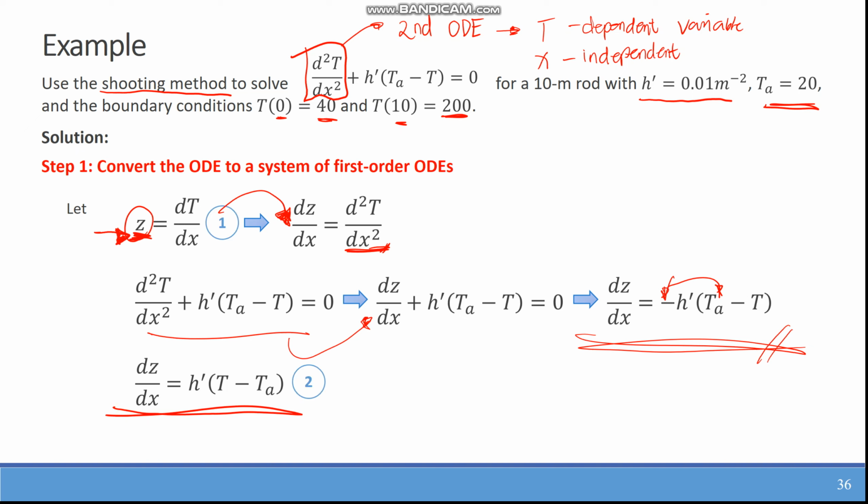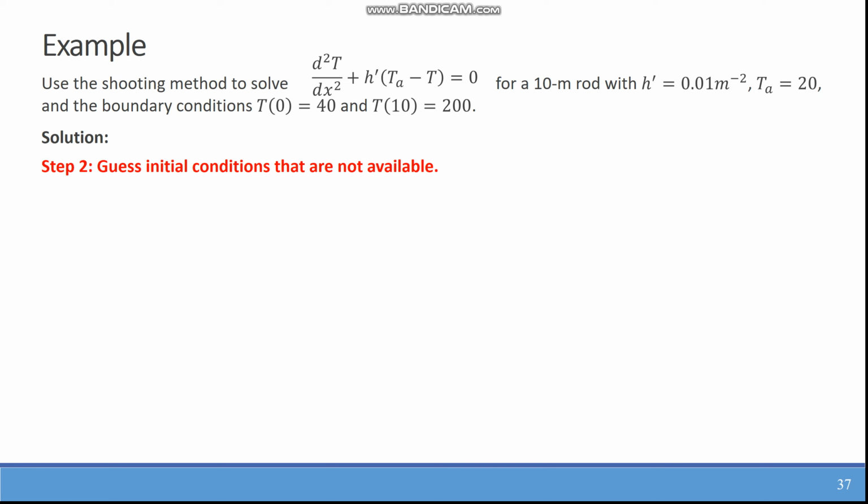So we have two equations. You have z is equal to dT over dx and the other one. Second is to guess the initial conditions that are not available. Since this is a second order ODE, it means we need two initial conditions. We already have one, where when x is 0, T is equal to 40.